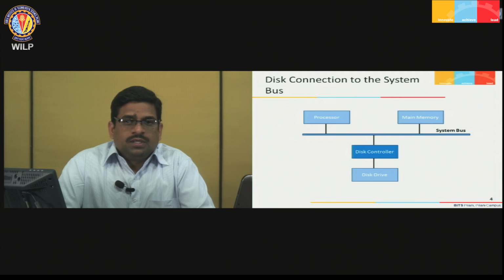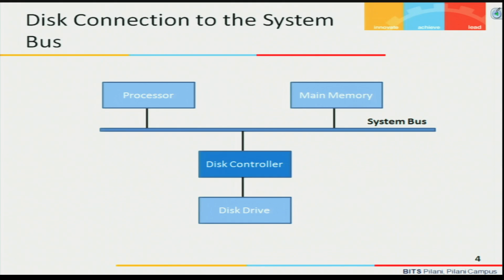Now, let us look at how this disk or the secondary storage or external storage is connected to the processor. In this diagram you can see the processor and the main memory. I have not shown here the cache memory, the level 1, level 2 and so on. In this simple traditional system, the processor and the main memory are connected to the rest of the system through the system bus, and this is the secondary or external storage, the disk drive. It is connected through the system bus via a disk controller.